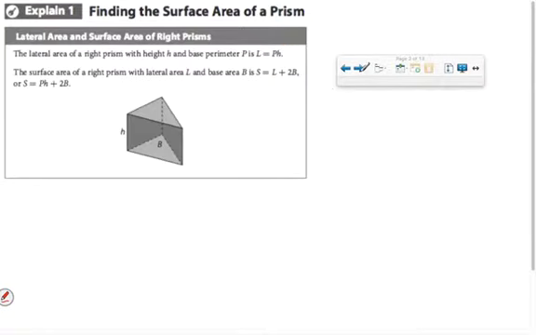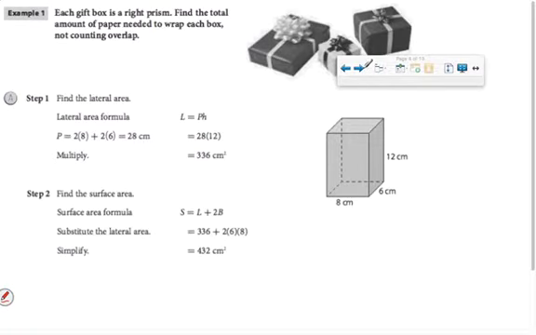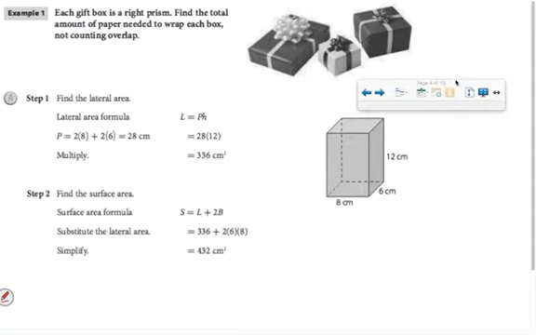And here's the formula we came up with on the previous screen: L is P times H, and S, surface area, is that lateral area plus 2 times the area of the base, which is also perimeter times height plus 2 times base. And you see in example 1 part A, they are using that formula to find the lateral area and then the surface area.